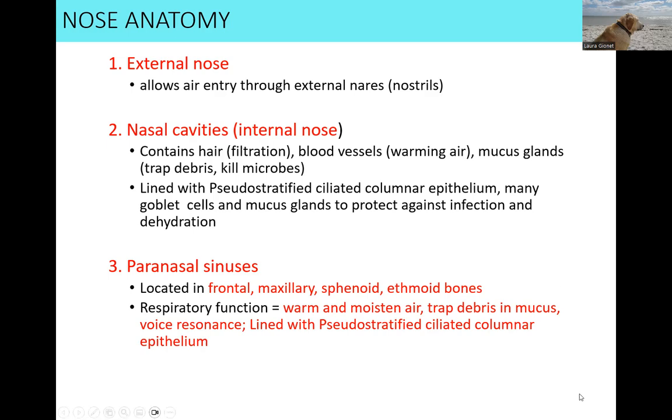Most of us saw those in A&P 1 when we did the skeletal system and looked at the skull and the different sinuses there. The main ones are the frontal, maxillary, sphenoid, and ethmoid sinuses, found in the frontal, maxillary, sphenoid, and ethmoid bones. Just like the nasal cavities, they warm and moisten air, trap debris in the mucus, lend voice resonance, and they're lined with pseudostratified ciliated columnar epithelium.